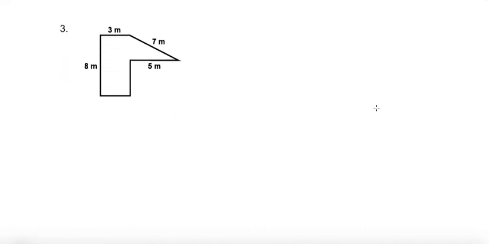The next example takes a look at this compound shape, or this composite shape. So we have a rectangle and a triangle. So I'm going to show this division of this shape by showing this dotted line there, so I can clearly see I have a rectangle and I can clearly see that I have a height, or a triangle. This forms a right angle triangle.